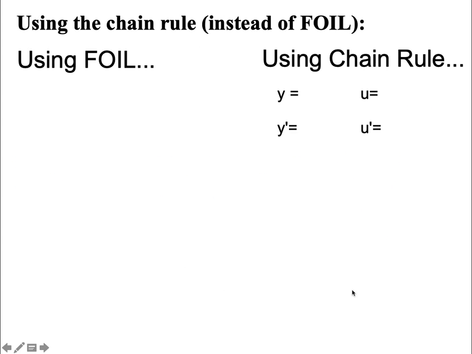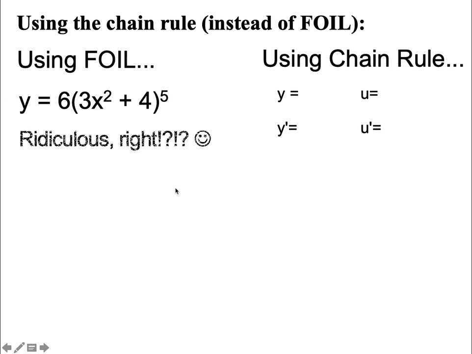So looking at the next question, this is where the chain rule really is beneficial. Because if I asked you to FOIL this out, it would take a long time to FOIL something to the 5th power. So that's ridiculous. We're not going to waste our time doing that. We're going to use the chain rule and get this answer really quickly. So in using the chain rule, we've got to realize that this is a composite expression.